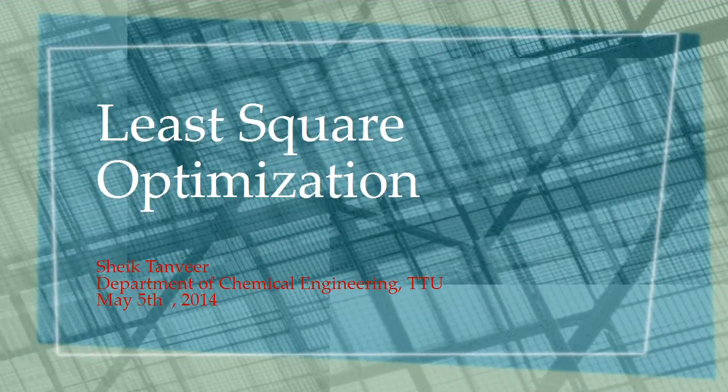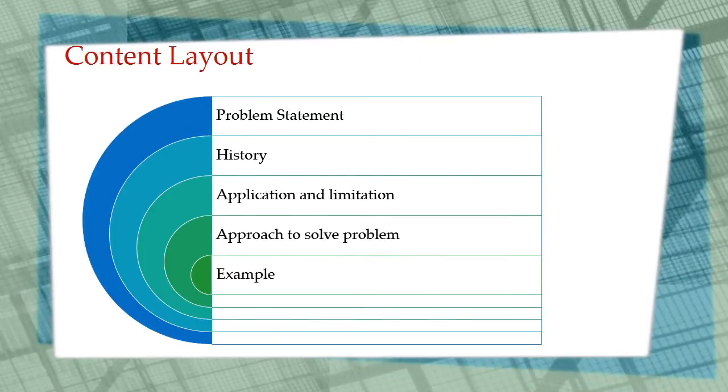My problem is least square optimization. Here is the content layout. At first, I will talk about the problem statement, then its history, application and limitation. Then I will talk about how it approaches to solve a problem. Then I will end with a practical example.